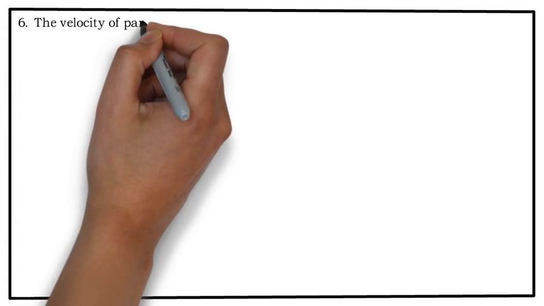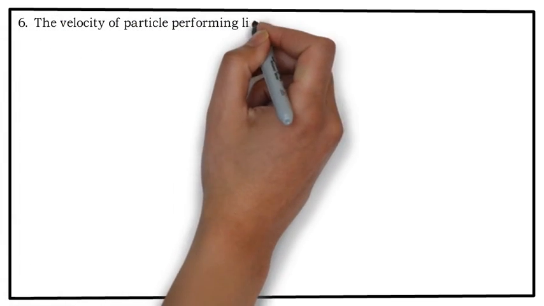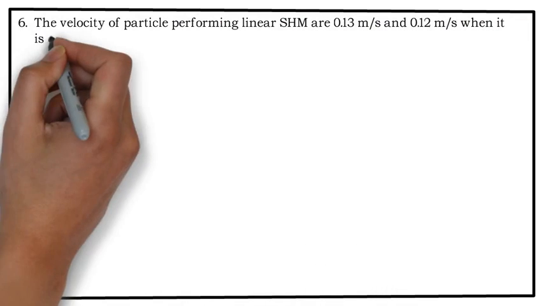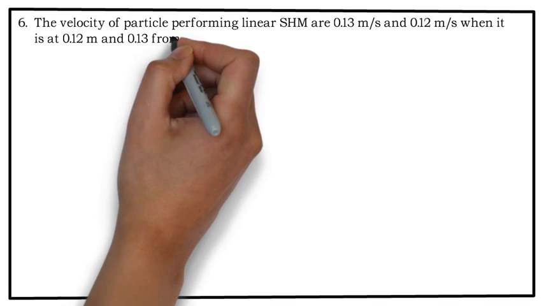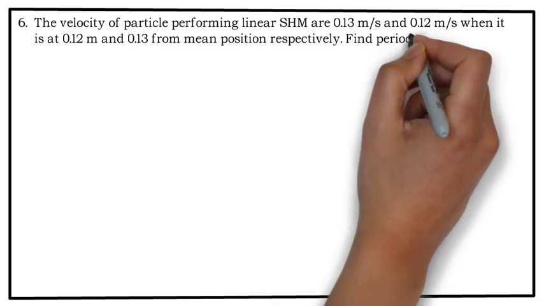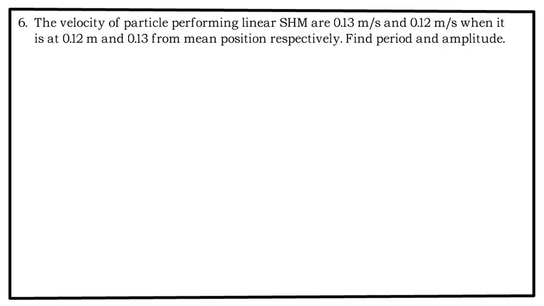Problem number 6. This is a very important type of problem. Please understand it very carefully. The velocities of a particle performing linear SHM are 0.13 meter per second and 0.12 meter per second when it is at a distance of 0.12 and 0.13 meter from the mean position respectively. Find the period and the amplitude.